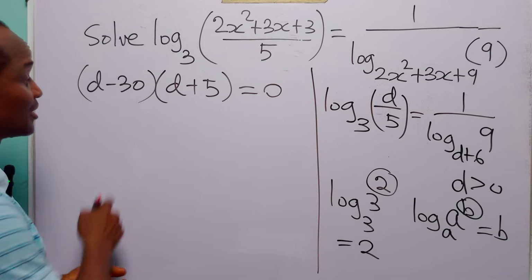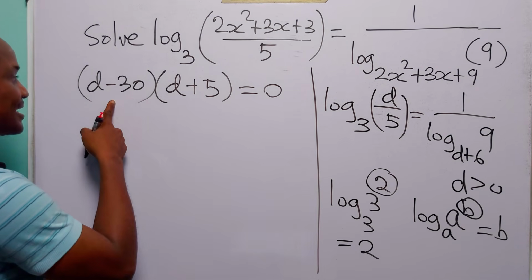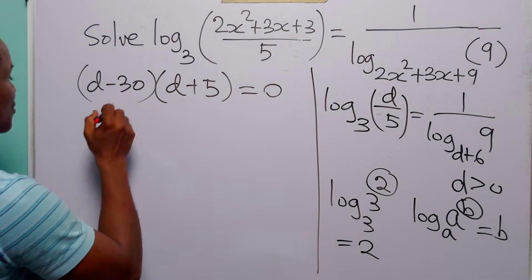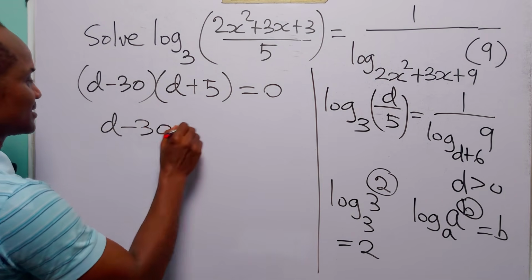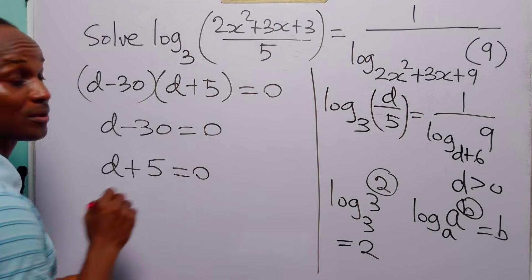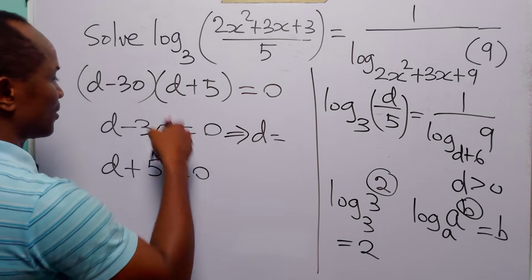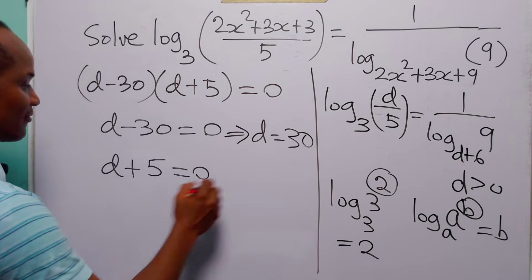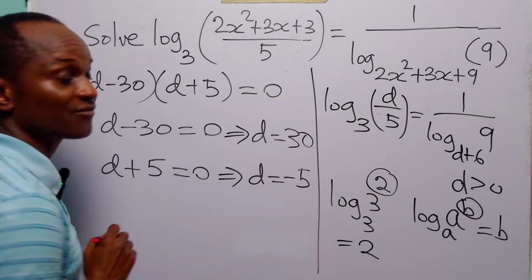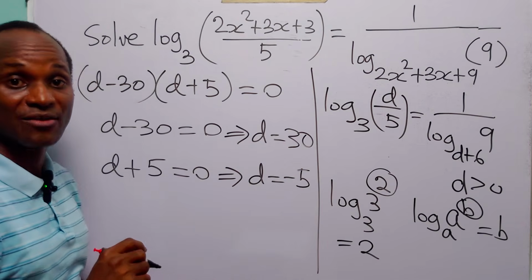And of course, you know that when the product of two items is equal to 0, it simply means that either this is equal to 0 or this is equal to 0. So we have that either d minus 30 is equal to 0 or d plus 5 is equal to 0. From here, d is equal to 30, and from here, d is equal to minus 5. So we have found two values for d, 30 and minus 5.